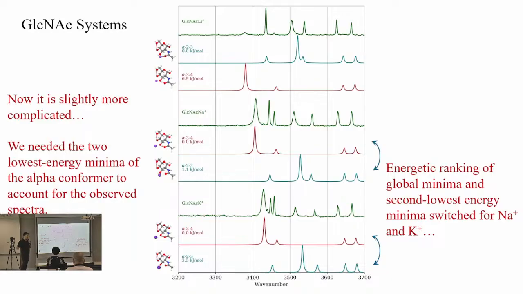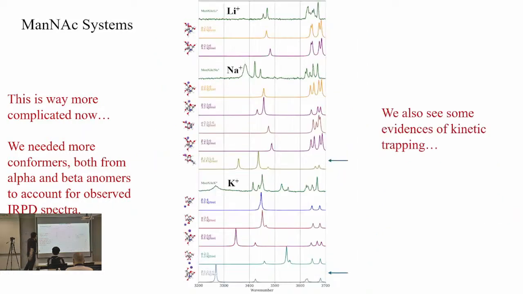Now, how about mannose? How crazy could it get with mannose? Mannose is where a lot of things have happened. A lot of crazy things. First, for lithium, the first 2 lowest energy conformers account for the observed spectra. But for sodium and potassium, we now have to use more conformers to account for the observed spectra.